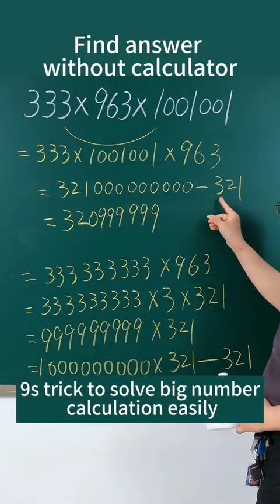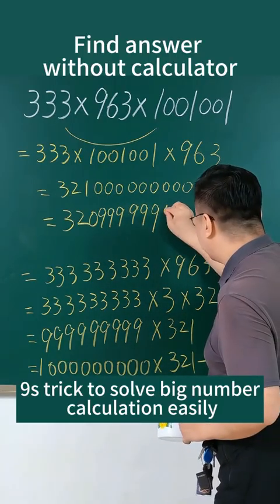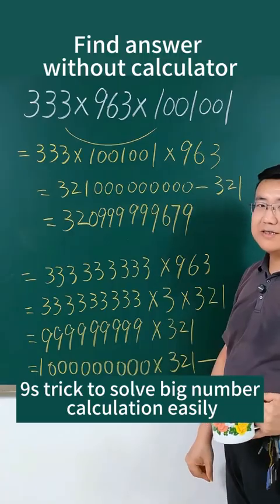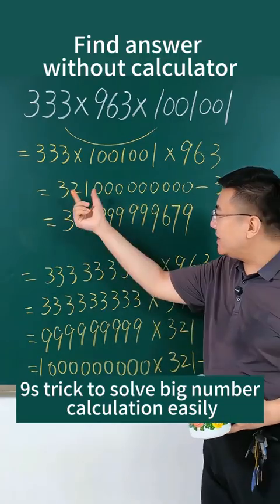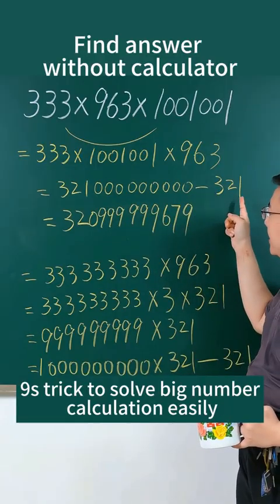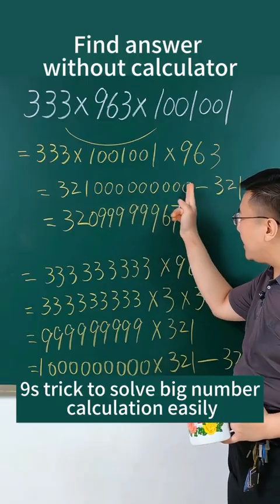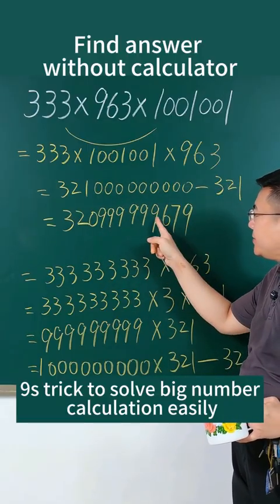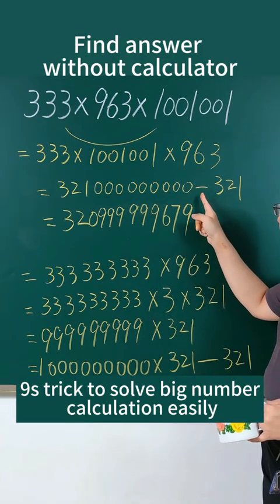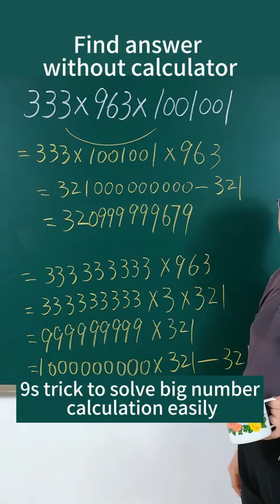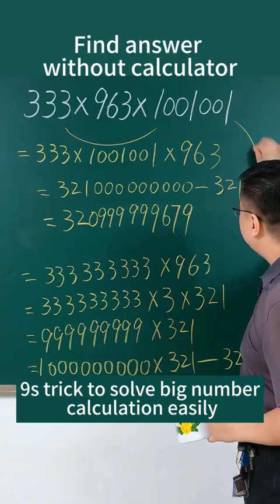Some students might not understand this step. I leave the 32 as it is and turn it into 1 followed by 9 zeros minus 321. That one will have to borrow from the next digit, so it becomes 0, and all the digits in between turn into 9s until the last part, which is 1000 minus 321. Giving 679. So everyone, the final answer to this problem is this number. It's definitely a bit challenging.